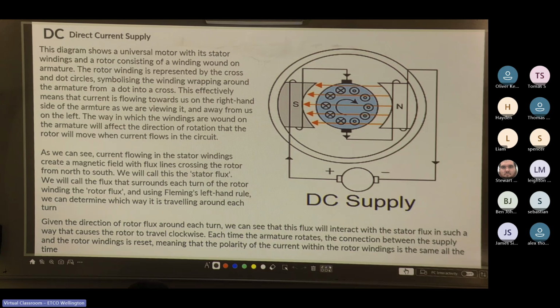And we use Fleming's left-hand rule. We can determine which way it is traveling around each turn. Given the direction of the rotor flux around each turn, we can see that this flux will interact with the stator flux in such a way that causes the rotor to travel clockwise. Each time the armature rotates, the connections between the supply and the rotor windings are reset, meaning that the polarity of the current within the rotor windings is the same all the time.